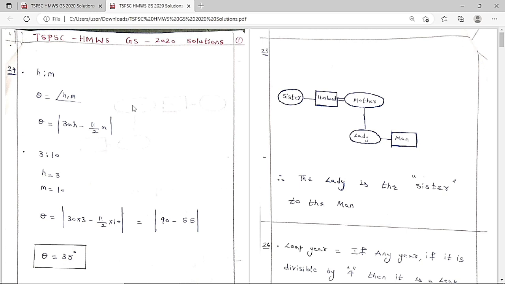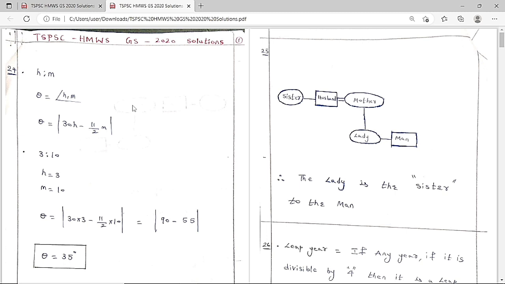So always remember, the standard notation is h and m, where h is the hour hand and m is the minute hand. And theta is the phase angle between the hour hand as well as the minute hand. So theta is equal to the modulus of 30h minus 11 by 2 into m. This is the standard formula, always keep it in your mind.